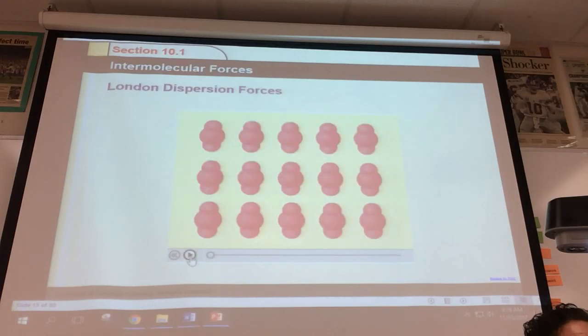All right, so the only type of IMF in a nonpolar covalent compound is what? LDFs. All right.